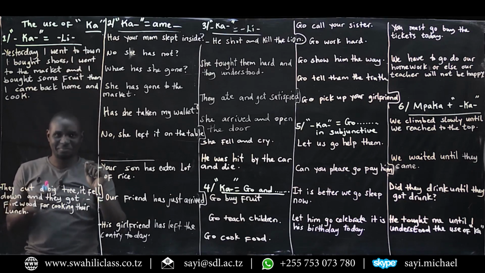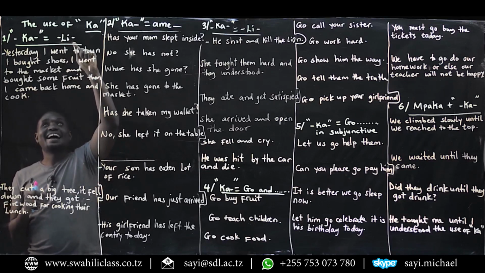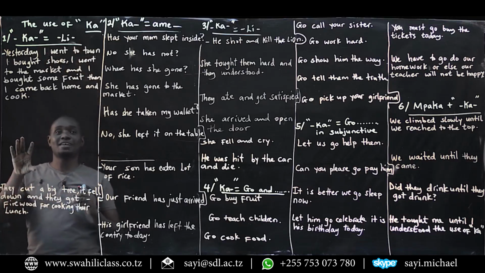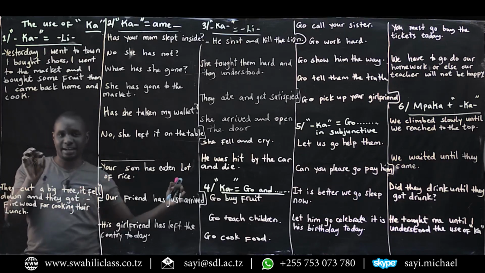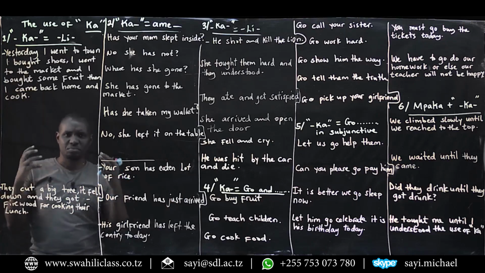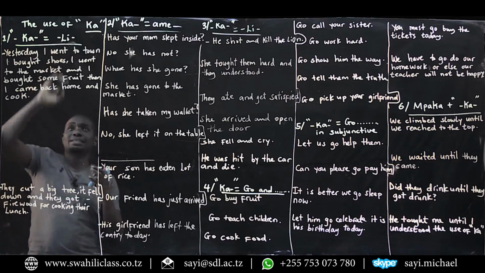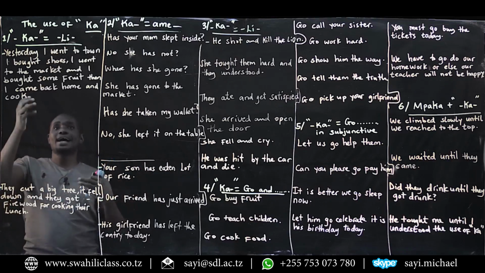But it is exactly the same as this li, except in the first sentence you are going to have li, just the normal tense li, and the other sentences are going to be ka. Because when you tell a story in Swahili, the first sentence takes the li, and the further you go, you will be using ka, ka, ka, ka.